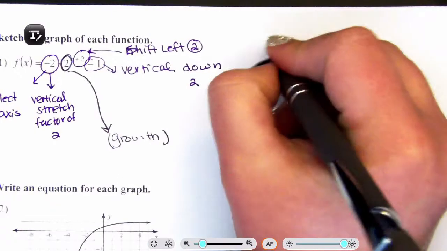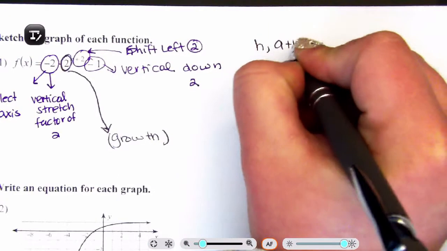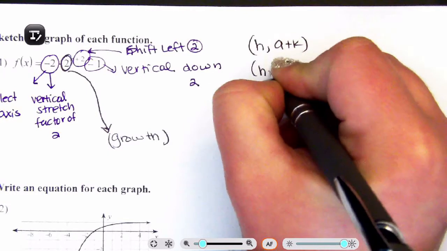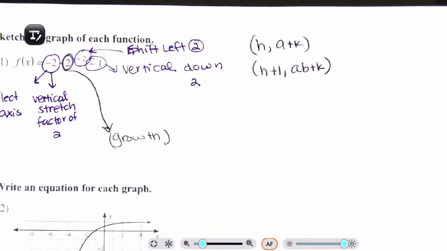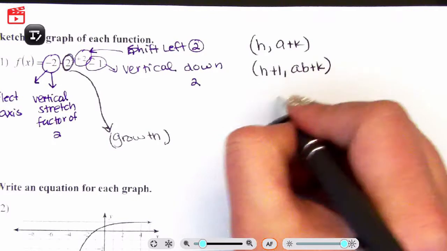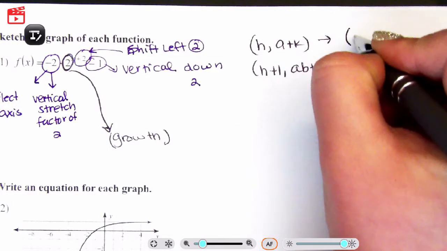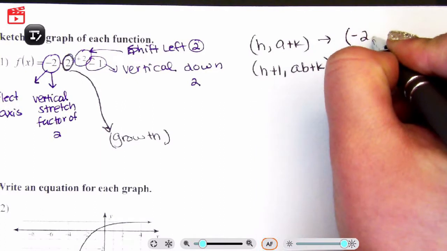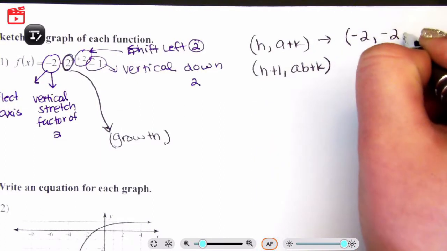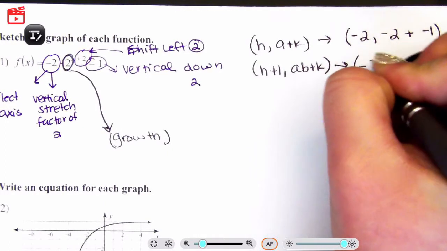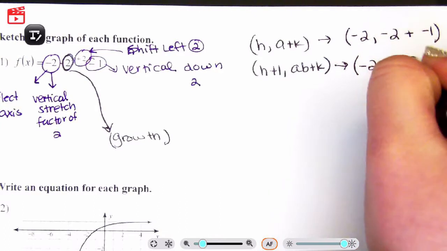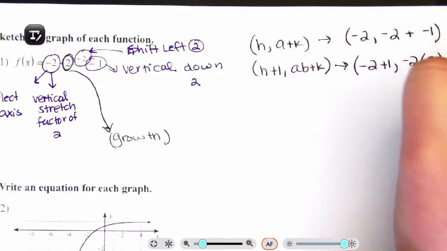So let's go ahead and give this a sketch. You're using your h comma a plus k for your first reference point. Your secondary reference point is h plus 1 comma a b plus k, because this is a growth function. Now this secondary point would change if you have a b value that is less than 1 and greater than 0, like a fraction. So first one, we have h. Again, think opposite for h. We're doing minus 2 comma a is negative 2 plus k is negative 1. So lots of negative numbers here. And for our secondary point, we have negative 2 plus 1, comma, negative 2 times our b value, in this case 2, plus our k value, in this case a negative 1.